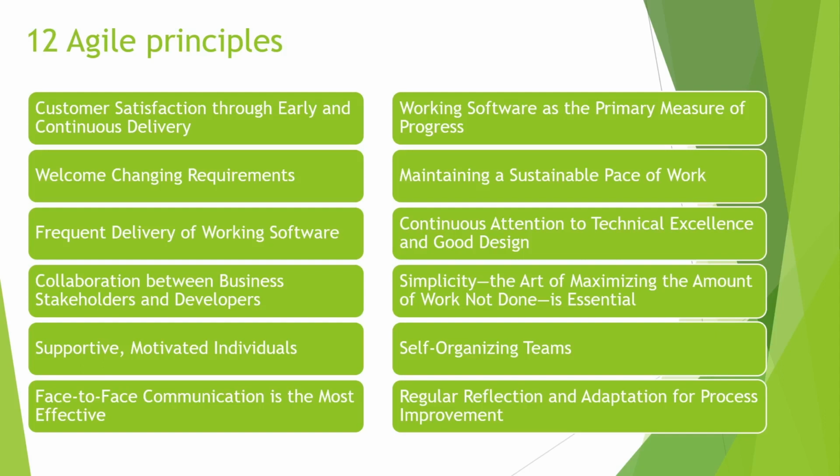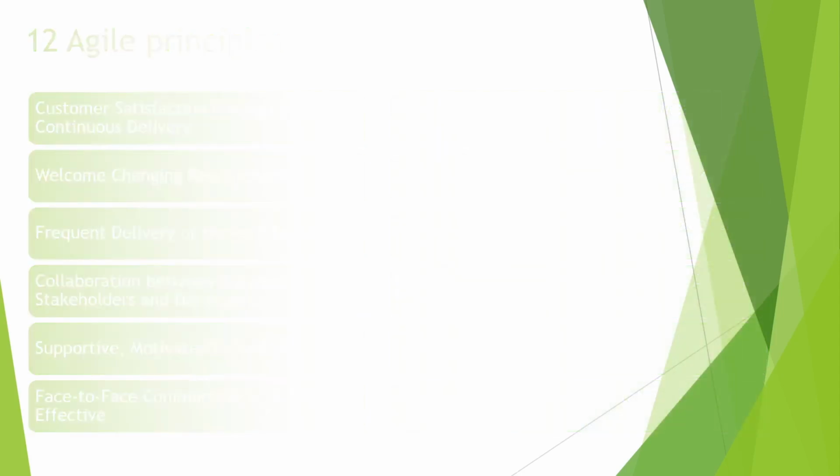This agile methodology allows teams to self-organize themselves, and then the most important one is regular reflection and adaptability for process improvement. So as you're getting this feedback, you're reviewing your processes, you're trying to make sure you stay on top of things and you make better changes that are beneficial for your users, for your product, for your business, for your organization.